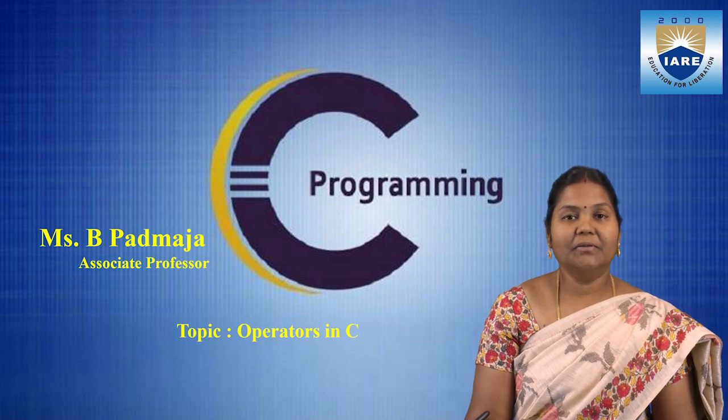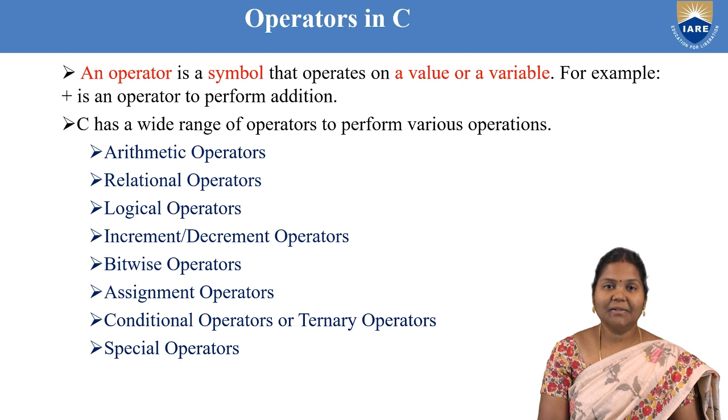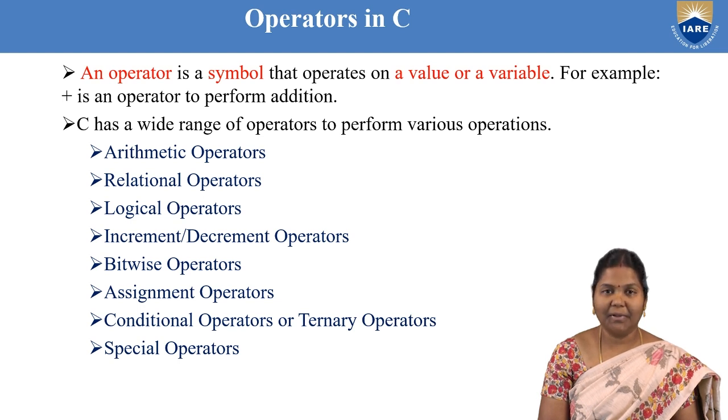Today we are going to discuss the operators in C language. What is an operator? An operator is a symbol that operates over a value or a variable. For example, plus is an operator used to perform a particular operation called addition. If you use the plus operator with a single operand, it is called a unary operator. If you use it with two operands, it is called a binary operator.